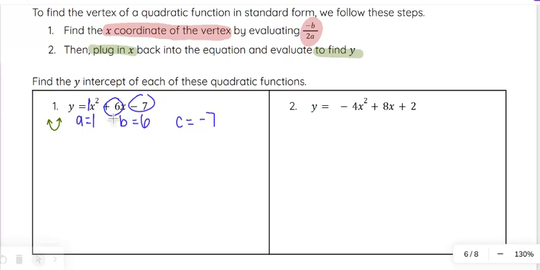b is also positive, so if a and b are positive, then that means on the graph, your vertex is going to show up somewhere over here to the left of the y-axis, and then c is negative 7, so that means our y-intercept is (0, -7). So the graph is going to cross down here at -7, and it's going to open up. So it's probably going to look something like this, with the vertex on the left side of the y-axis, it has to go through (0, -7), and it opens up.